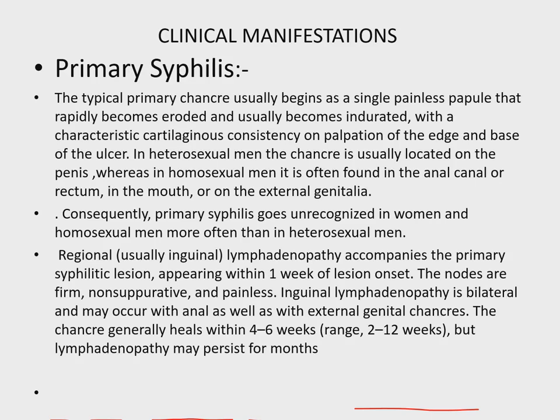ulcerating with a cartilaginous consistency on the edge. So, papule, then ulcerated with a cartilage edge, and still a single ulceration, typically localized on the penis. In homosexuals, it can also be an anal chancre. This ulceration is called a chancre.